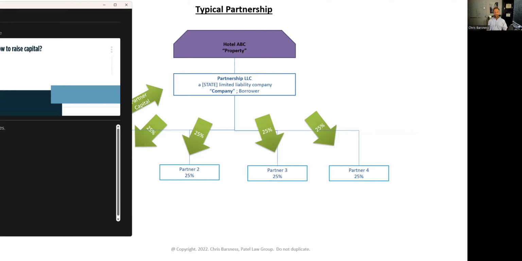Now, if it's typically a partnership or joint venture, usually there'll be an LLC formed, the joint venture LLC or partnership LLC, and that will be the owner, the acquirer of the property, Hotel ABC. And then underneath you have all the different partners, and maybe there's 4 partners, 25% each. So they put their capital into the partnership, and then the partnership pays out their 25% upon distribution.